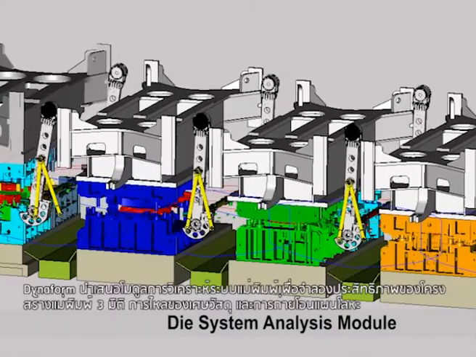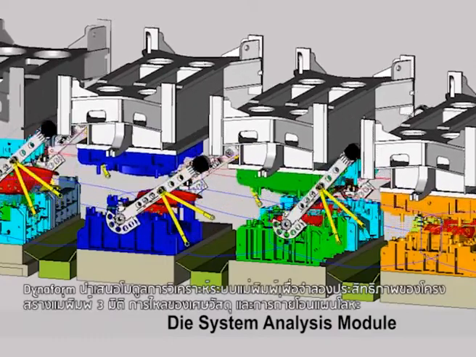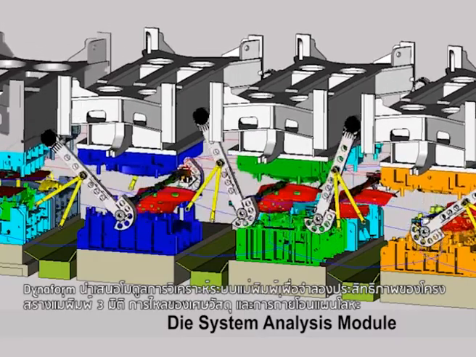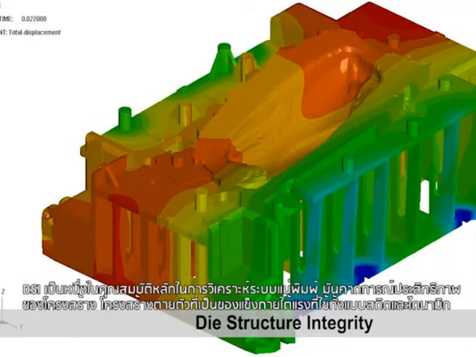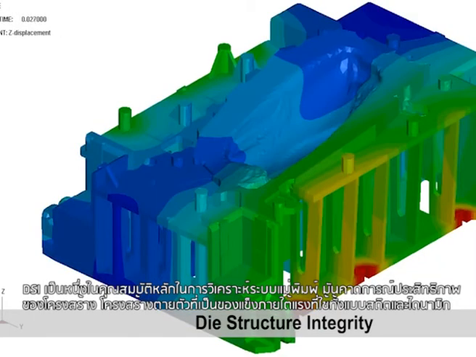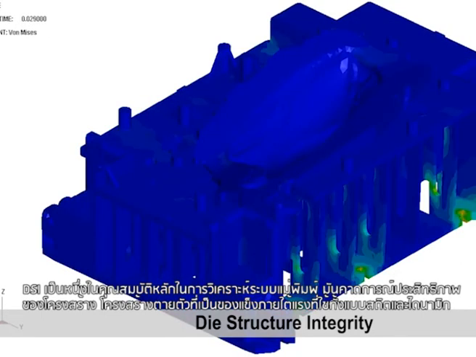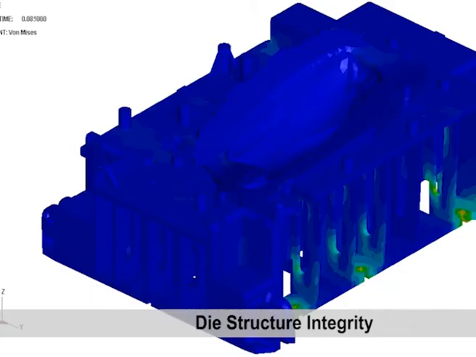Dynaform offers the die system analysis module to simulate the performance of the 3D die structure, scrap flow and sheet metal transfer. Die structure integrity is one of the key features in the die system analysis. It predicts structure performance and solid die structure, subjected to static and dynamic applied forces.